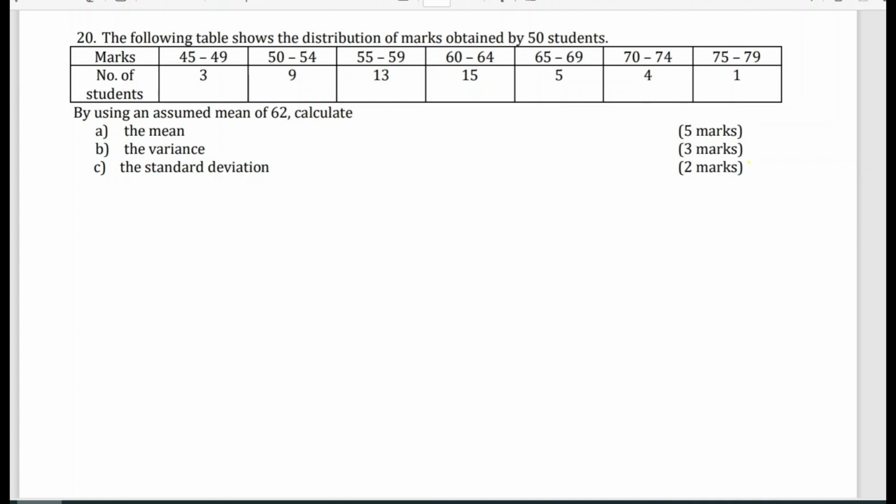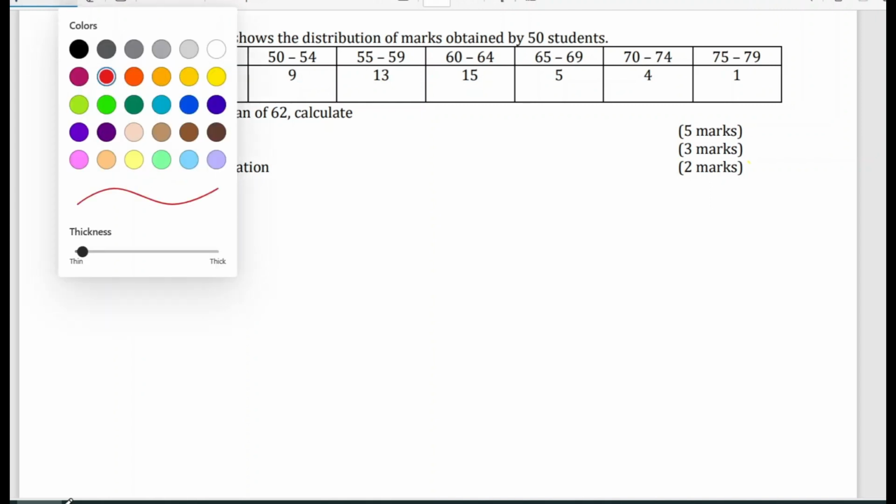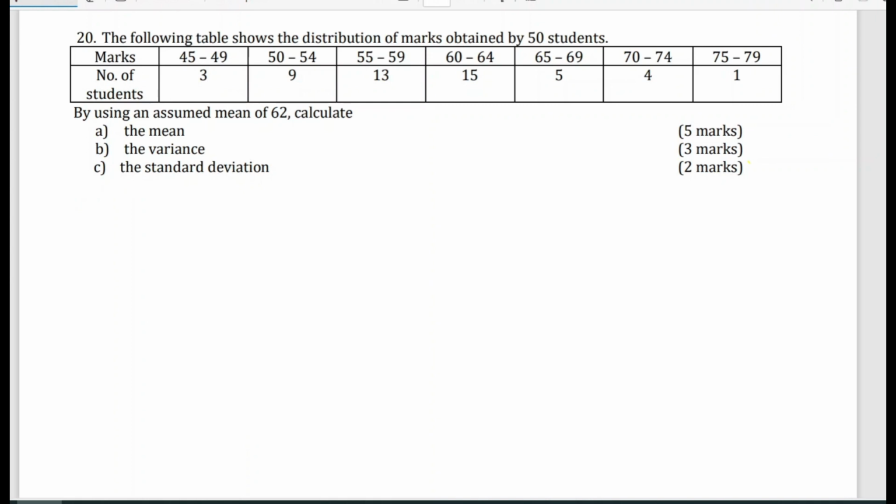So we need a table. We need a table to calculate the mean, the variance, and the standard deviation. So we are going to have our table, which contains class X, and which also contains the frequency. So let us start. Let us have our class.